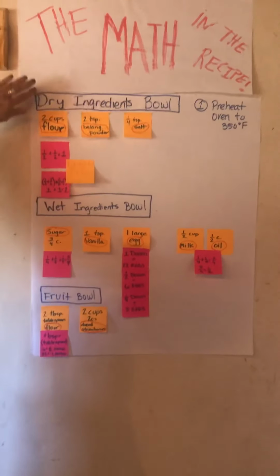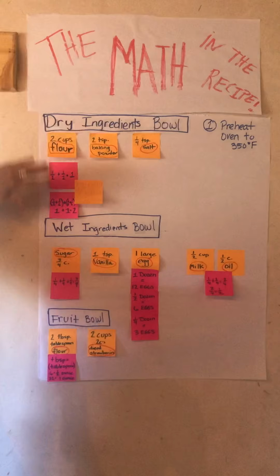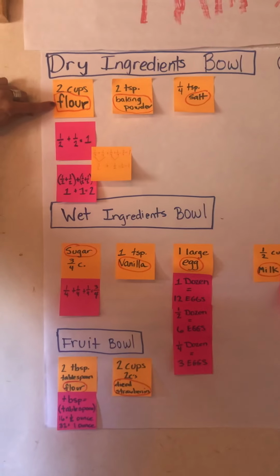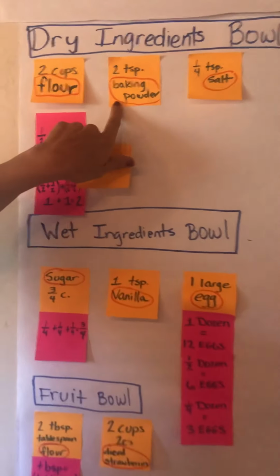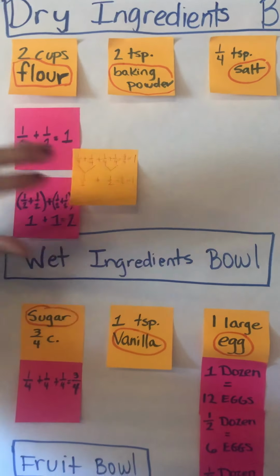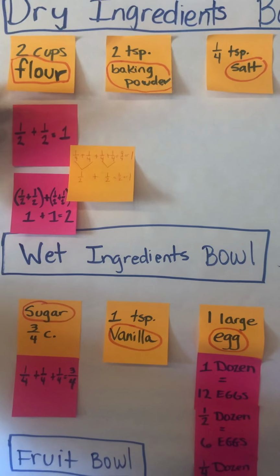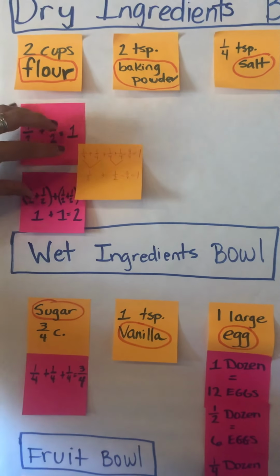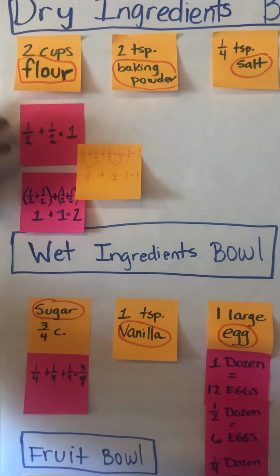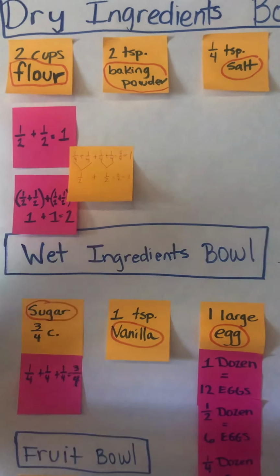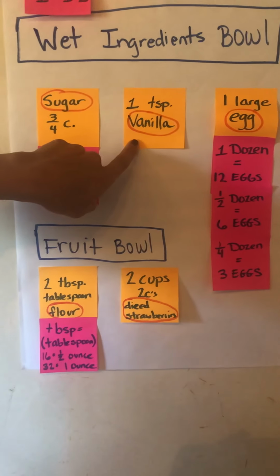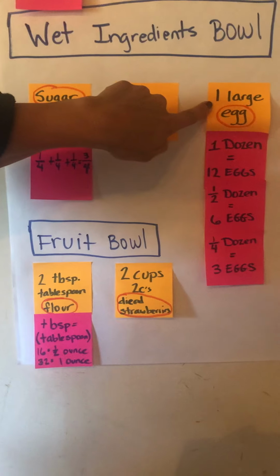Okay, so there's going to be 3 bowls that you have, and the first one is going to be the dry ingredients, which is 2 cups of flour, 2 teaspoons baking powder, 1/4 teaspoon salt. And on these other little sticky notes, I don't know if you remember this, but we worked on fractions and adding them, and we'll be demonstrating later on when we're putting the stuff together how these measurements actually look in a recipe. Then there's some wet ingredients, which is sugar, 3/4 of a cup, a teaspoon vanilla, 1 large egg.